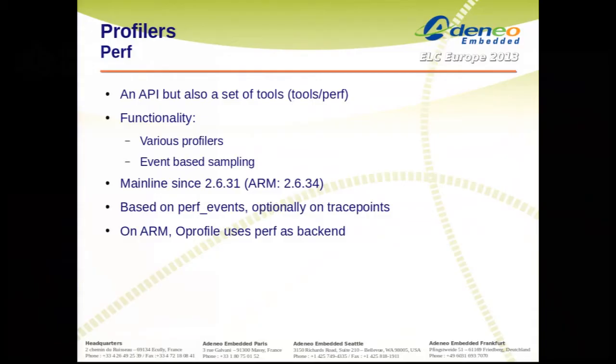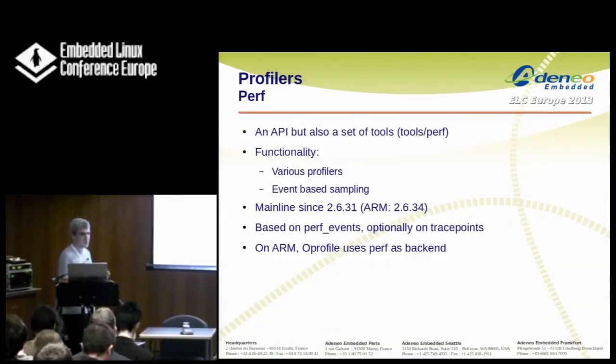For the profilers, well, there is perf. So perf, we saw that it is an API, but it's also tools. So there are two parts in perf, and they are located in the kernel sources under tools/perf. You can cross-compile there. So in fact, when you do make and you activate perf, it will build the tools also.